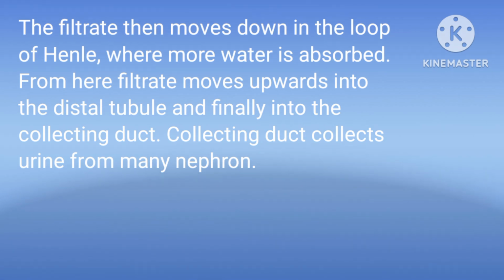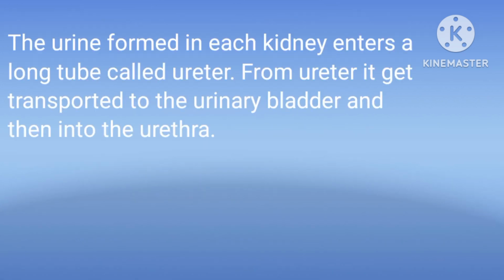From here, the filtrate moves upwards into the distal tubule and finally into the collecting duct. The collecting duct collects urine from many nephrons. The urine formed in each kidney enters a long tube called the ureter. From the ureter, it gets transported to the urinary bladder and then into the urethra.